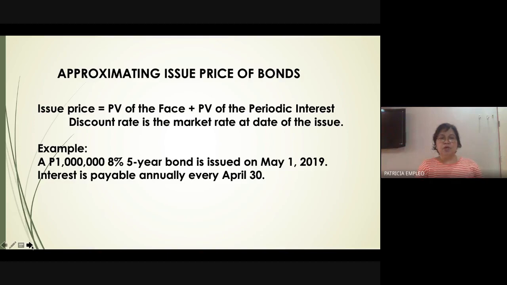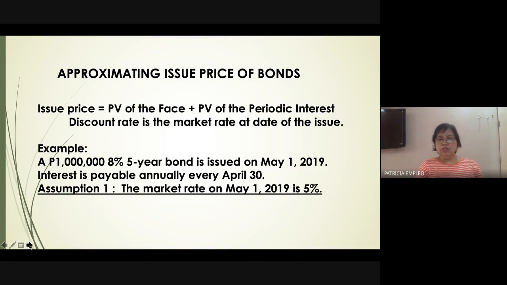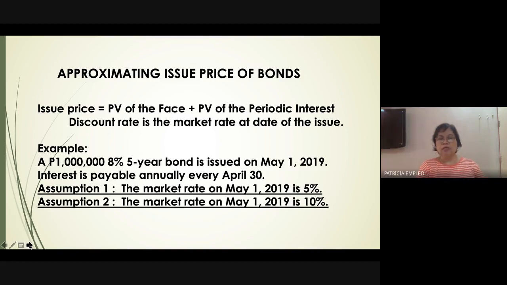So as an example, let us assume that the 1 million 8%, so 8% is the nominal rate, 5-year bond is issued on May 1, 2019. Interest is payable annually every April 30. So we will compute the issue price of the bonds under assumption 1 that the market rate on May 1, 2019 is 5%. And then we will also use assumption 2 that the market rate at the date of issue is 10%.